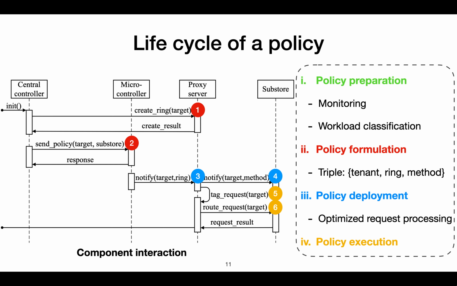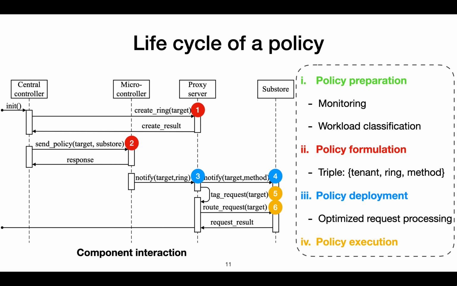The life cycle of a workload-specific policy includes four important stages. The first one is policy preparation. The central controller classifies a target workload based on the information from the workload monitor and selects a set of storage devices to form a substore for the workload.